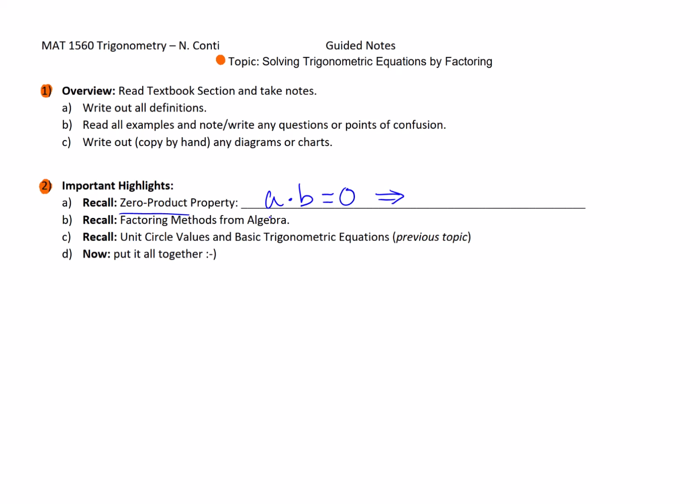If you have a product equal to 0, then perhaps one of those factors is 0. Well, that would mean that A could be 0, or it could mean that B is 0. You see, either of those could be 0, or both could be 0, and that's the only way to get a product that's equal to 0. You have to be multiplying by 0 in one of those factors. So that's known as the zero product property. You may recall that from algebra.